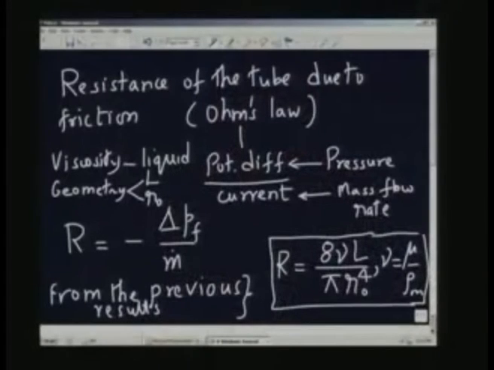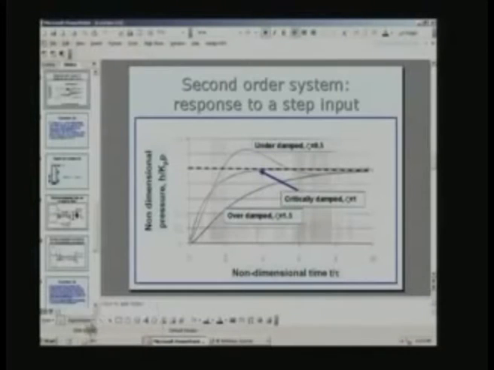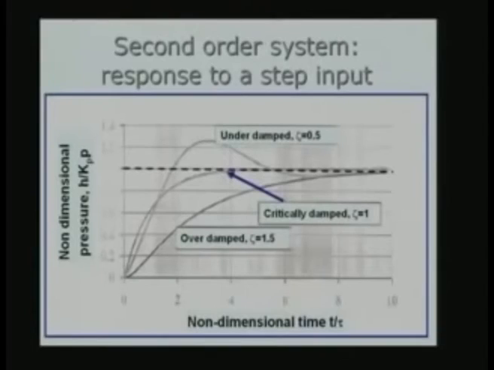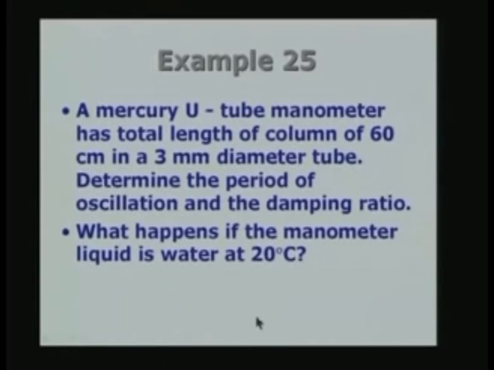So, what I will do is to take an example and see what happens. So, we will take the example of a U tube manometer and see how to look at the transient behavior. So, this is example 25.